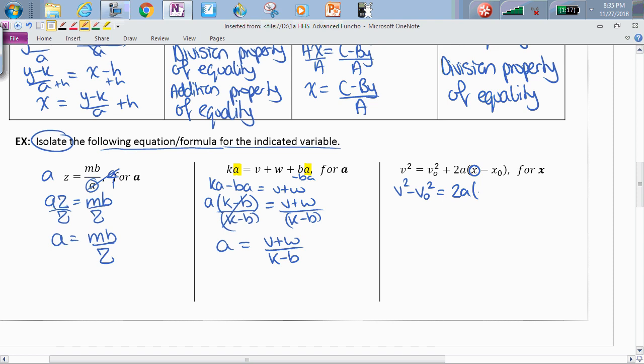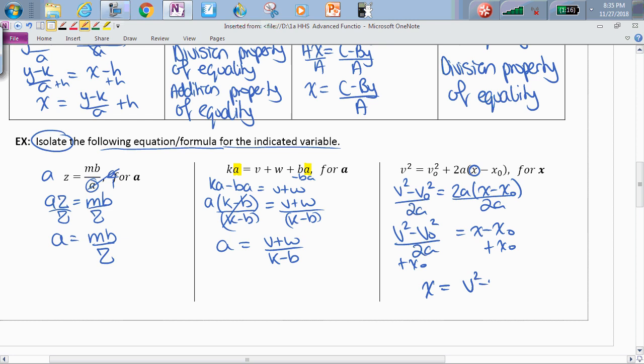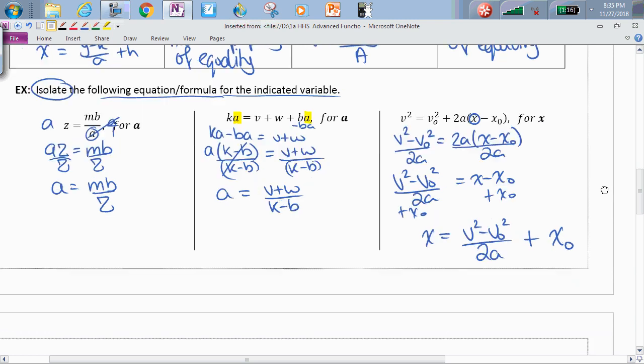So we've got 2A times X minus X sub 0. We're trying to get to this parenthesis, so we're going to divide both sides by 2A. So we've got B squared minus V sub 0 squared over 2A equals X minus X sub 0. We're trying to get this X on its own, so we have to get rid of this. So we're going to add X sub 0 to both sides. And we're left with X equals B squared minus V sub 0 squared over 2A plus X sub 0.